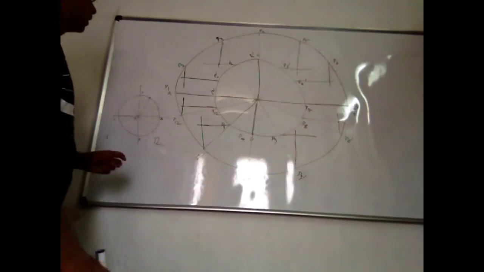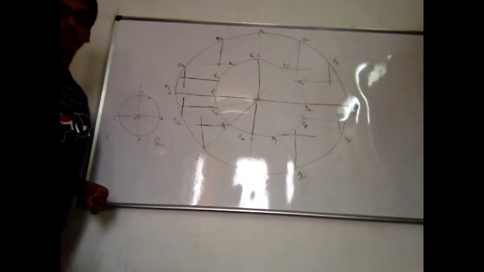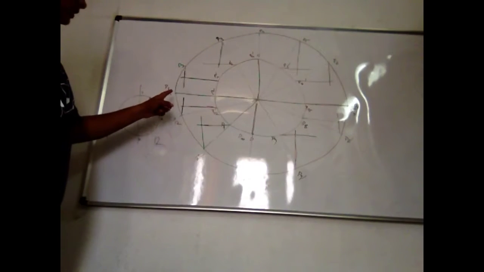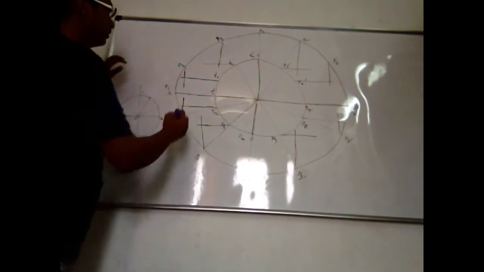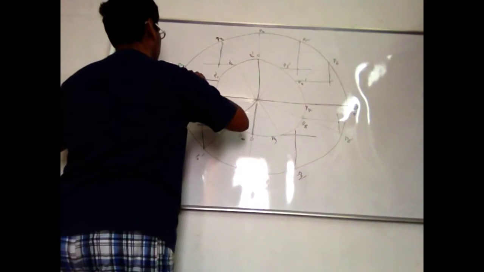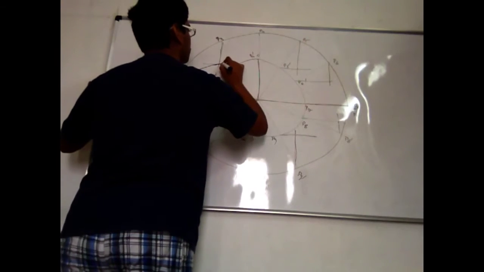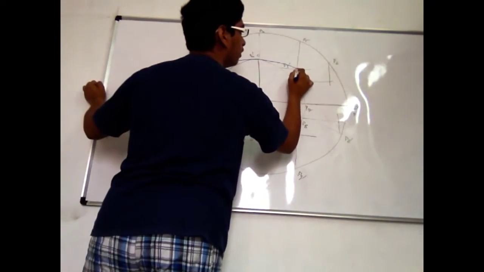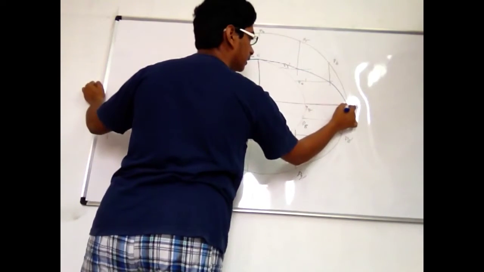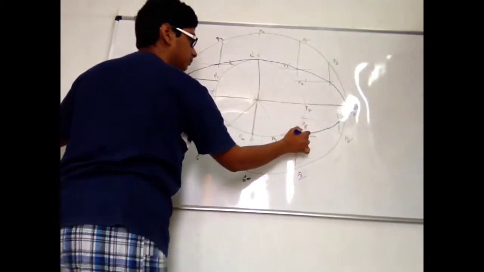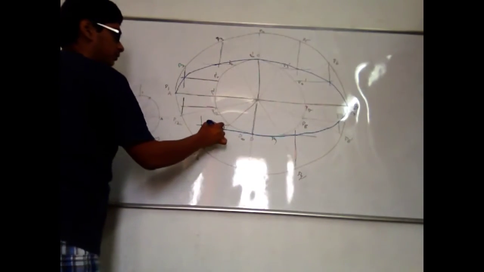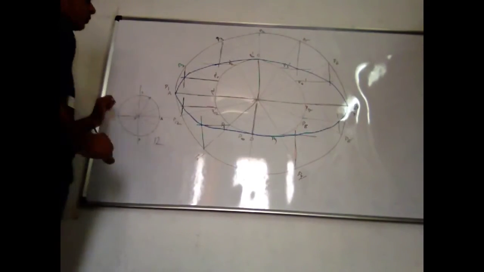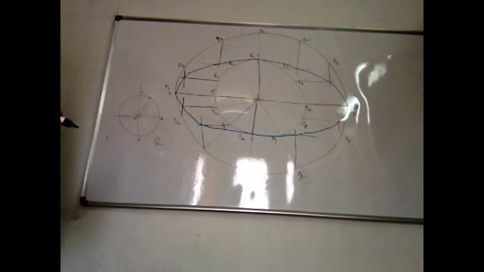We'll start from this, which is the end of the major axis. From here, go on and join all the intersections. This will be your required ellipse. You need to draw it more clearly.